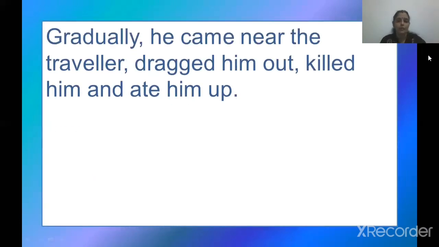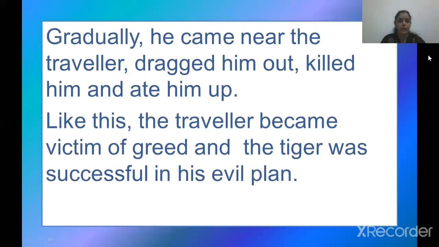Gradually, he came near the traveler, dragged him out, killed him and ate him up. So what did the tiger do? Slowly, gradually he came near the traveler. He dragged him out, killed him and ate him up. Like this, now the middle part is over. Now we are going to write the end, okay, the final.